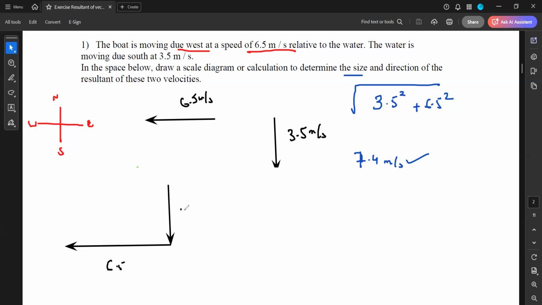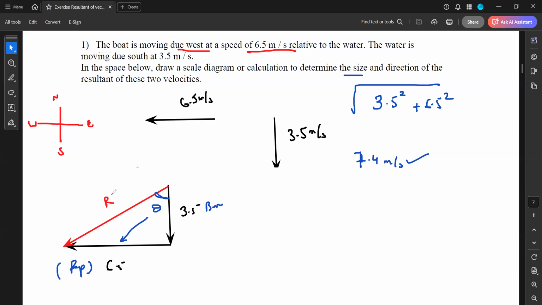So this is 6.5, this is 3.5. How to get the result? From the tail of the first to the head of the last, that will be the result. And which vector did I draw first? I drew this vector first, so I need an angle from south. So what is this? Perpendicular. Opposite to the angle is perpendicular. Then what is this? This will be base.